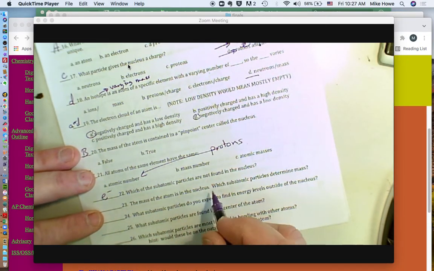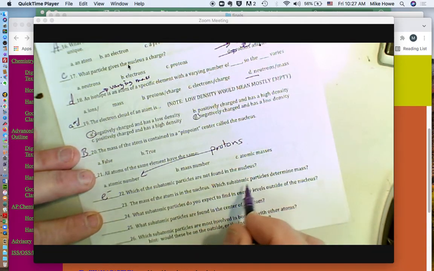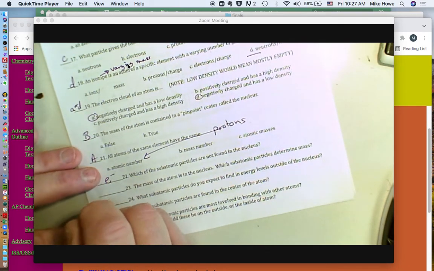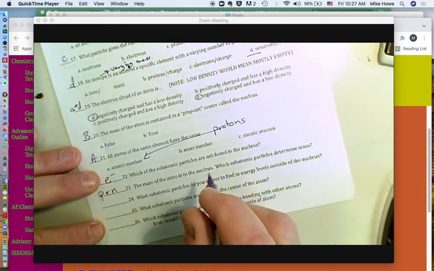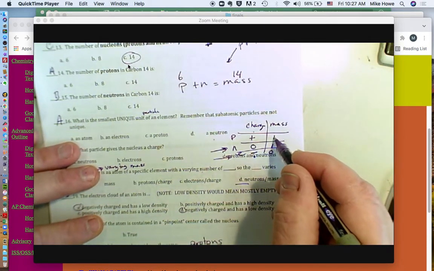The mass of the atom is in the nucleus. What subatomic particles determine mass? That'd be protons and neutrons. There are protons and neutrons.